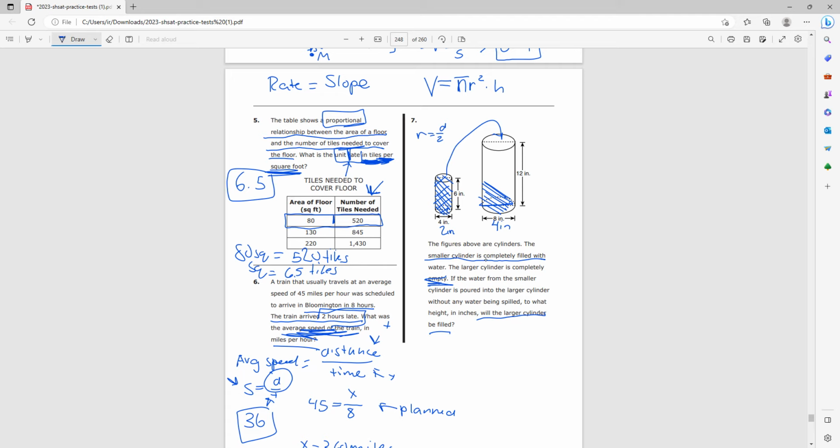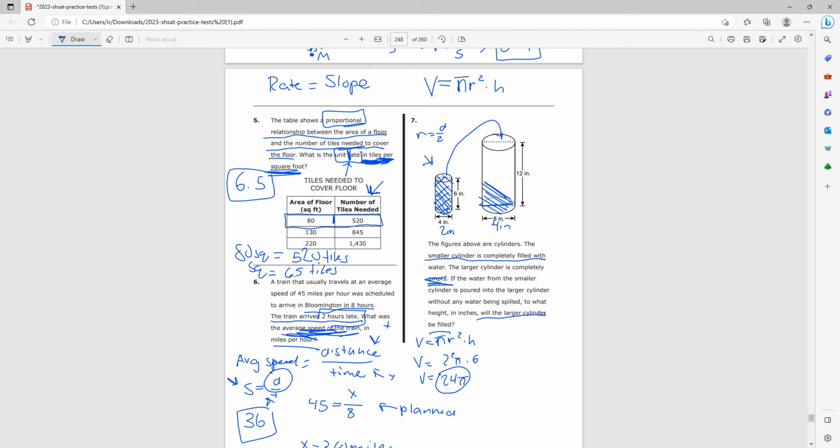So it's saying that if the smaller cylinder is completely filled with water, that means the volume is at its max. So let's calculate that. We know V is equal to pi r squared times h. V is equal to 2 squared pi times 6 inches. So V is equal to 4 times 6 times pi, which is 24 pi, right? So you know that this is the total amount of volume here in this one.